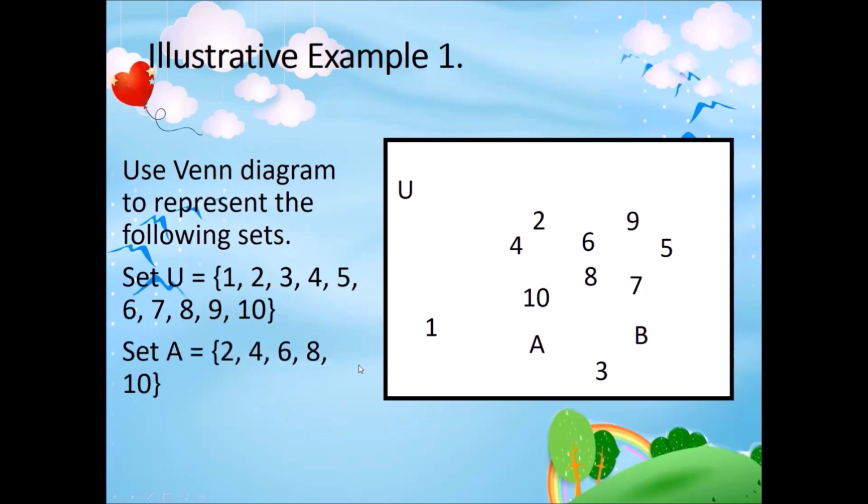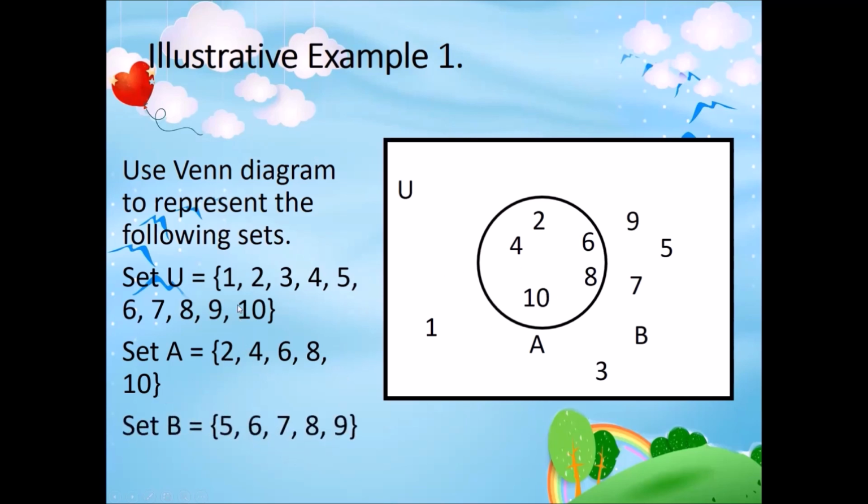Next, set A. Set A has elements of 2, 4, 6, 8, and 10. So this is the Venn diagram where set A is given the even numbers. If we analyze or describe the universal set, that is the counting numbers from 1 to 10. And set A is a set of even numbers from 1 to 10.